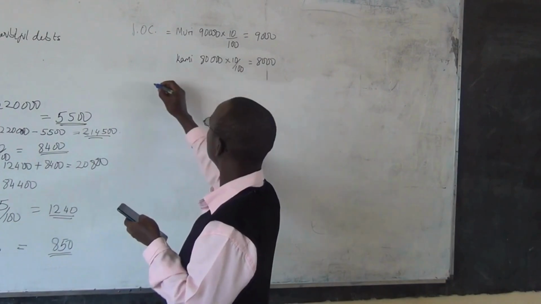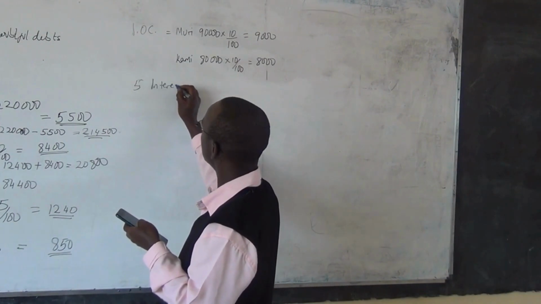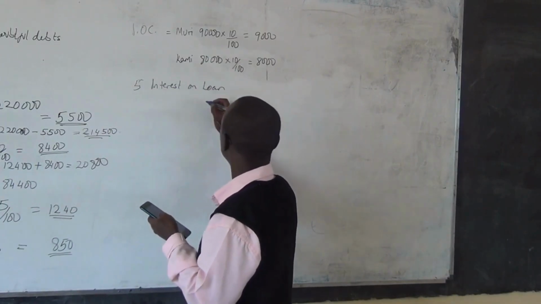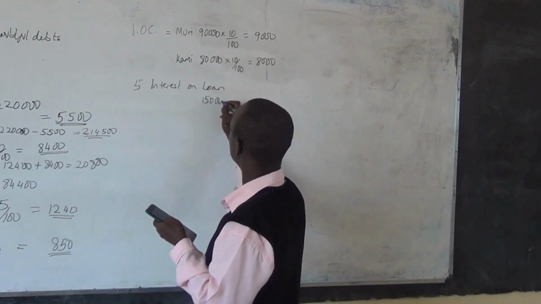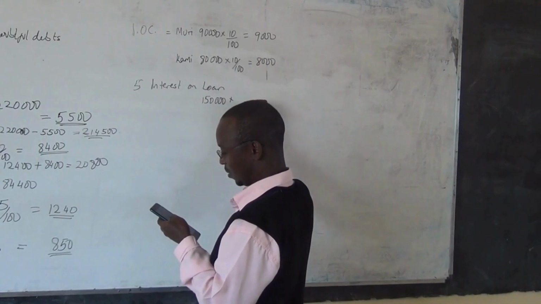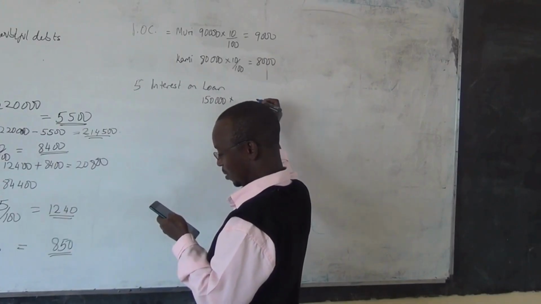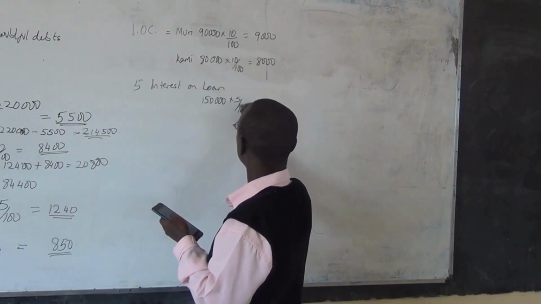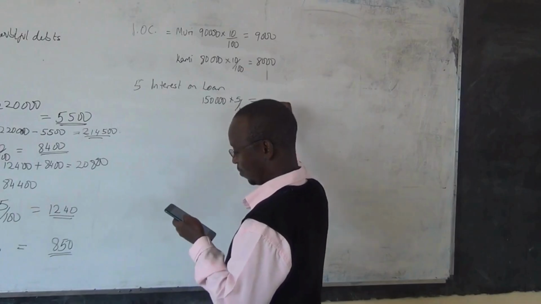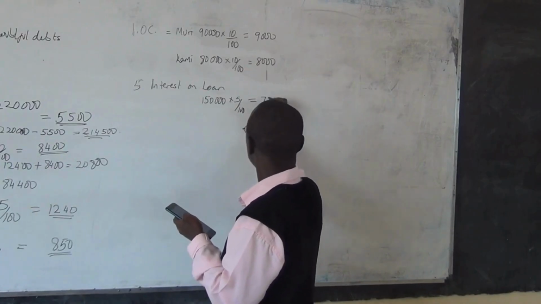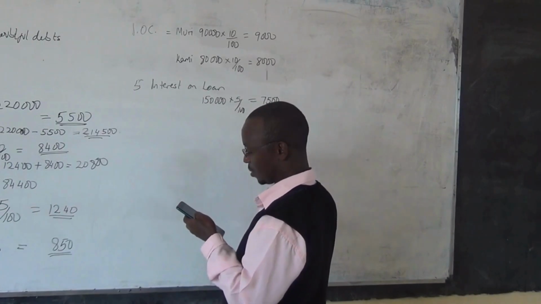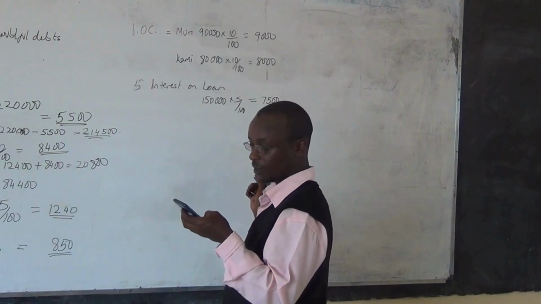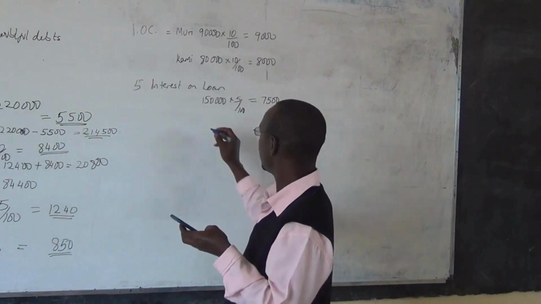Then interest on loan. We have a loan of 150,000, multiplied by the interest rate of 5%. You get 7,500. And then there is a story. Look at the trial balance. Do you have loan interest? So that is the one that was paid.